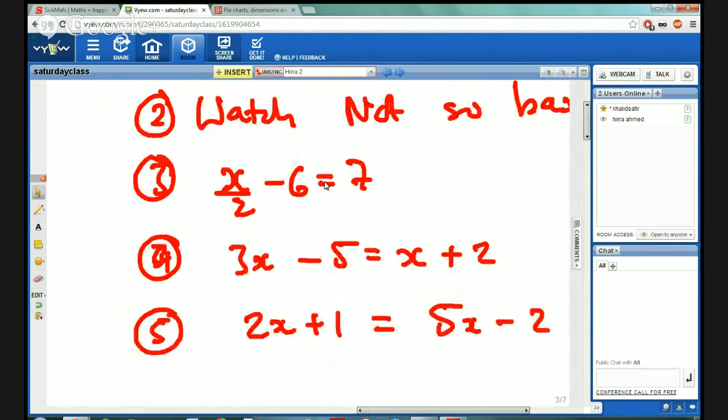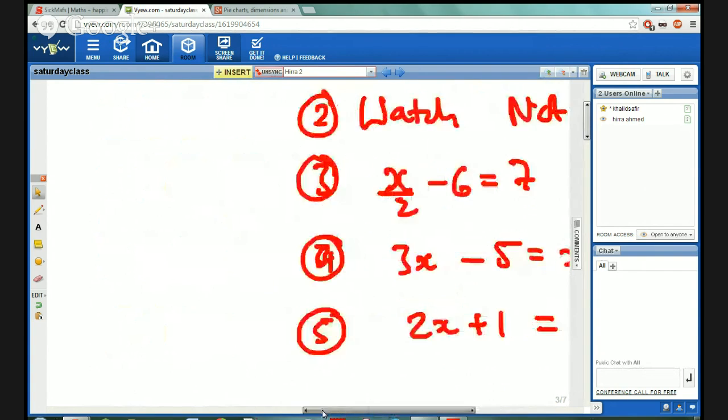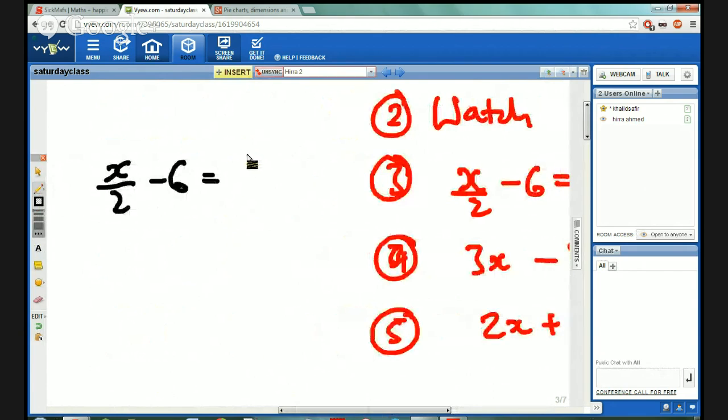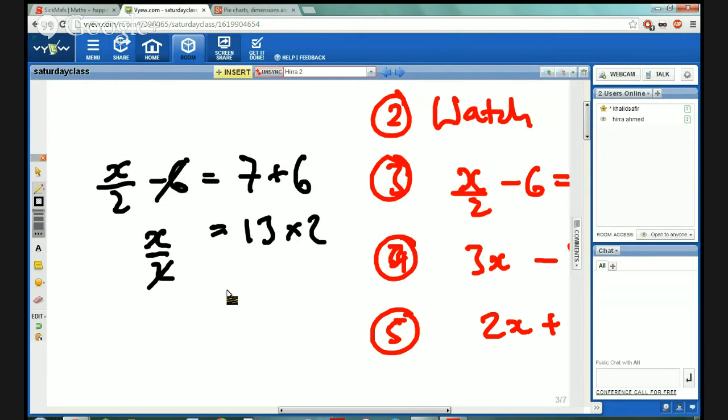Okay, so in basic equations you would have got this one. So let's quickly go through that, just make sure you're okay with it. So you got x over 2 minus 6 equals 7. And what was your first step? I did x over 2 equals 13 because I added 7 and 6 together, and then I got 13. Cool. But then the 2 which was underneath the x, you times it. 13 times 2, and that equaled 26.